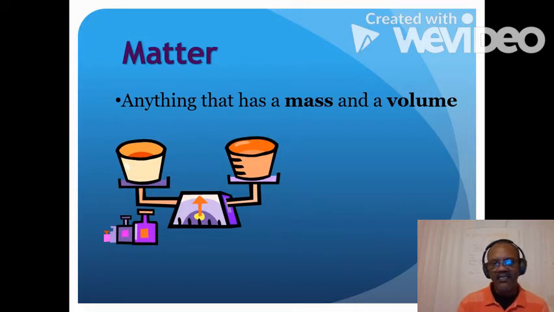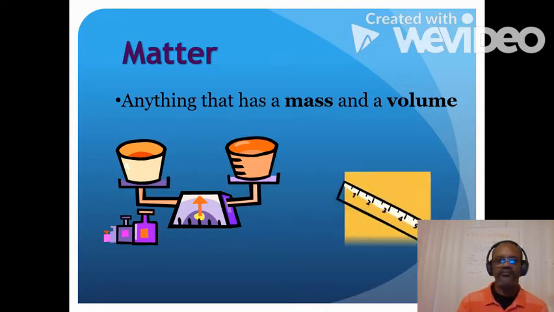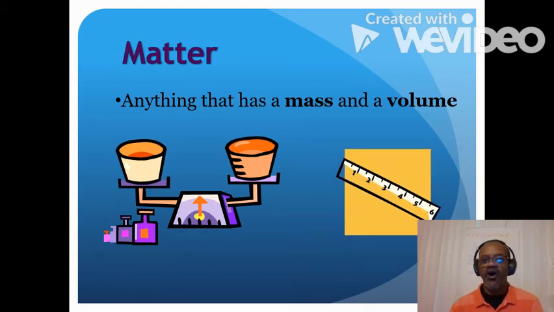So mass is usually measured on a triple beam scale, and matter also takes up space, like it'll fill up this bottle. There's a volume to this bottle, and there is a mass to the objects that are on these scales. It's very simple. We can also measure volume just by taking the dimensions of it, and we can see how much space it takes up.